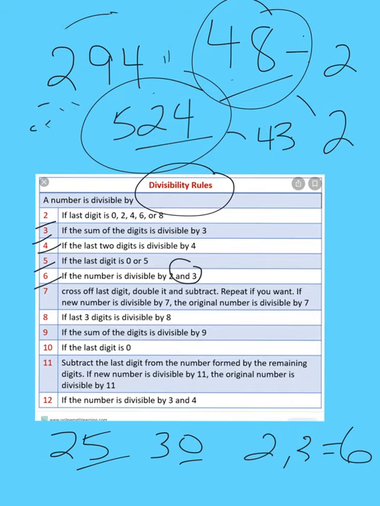And then 12, it is an easier one to understand as well. Because if you're looking at 12, if the number is divisible by 3 and 4, it's also divisible by 12. That's very similar to 6, because 3 and 4 are factors of 12. So if a number can be divided by 3 and 4, since 3 and 4 are factors of 12, then it's also going to be divisible by 12.